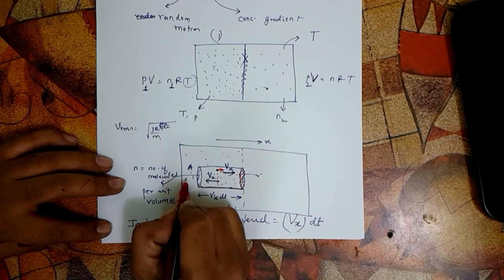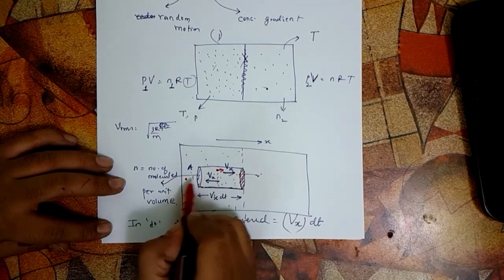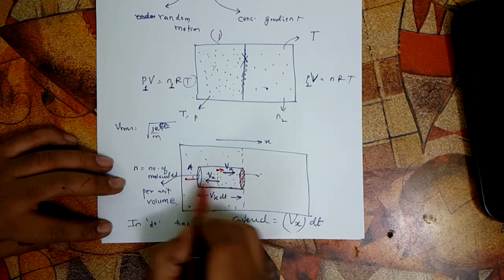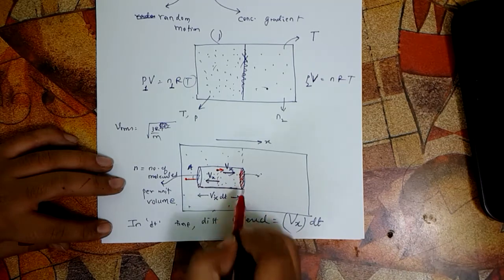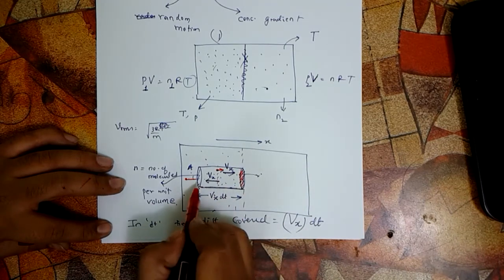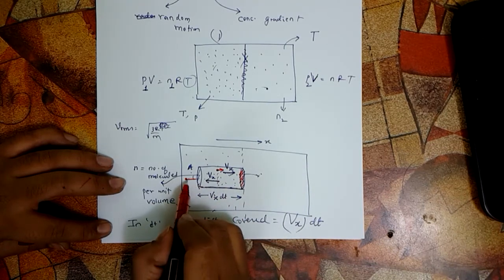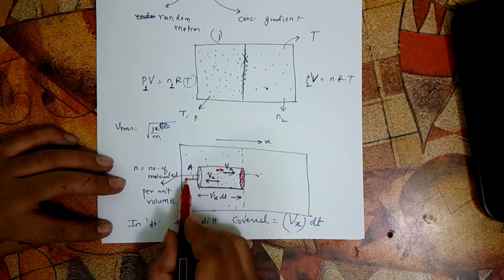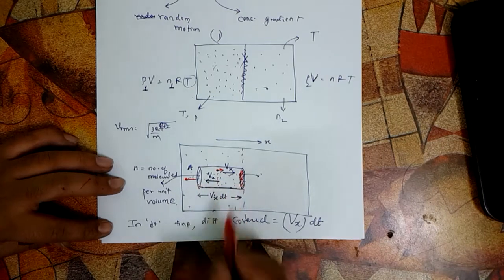But if we take this molecule here, in dt time how much will it travel? Again it will travel Vx dt, but its distance from this red cross section is more than Vx dt because it is outside this cylindrical volume, and so this molecule, after traveling Vx dt distance in dt time, won't be able to cross from here to here because that is larger than Vx dt.